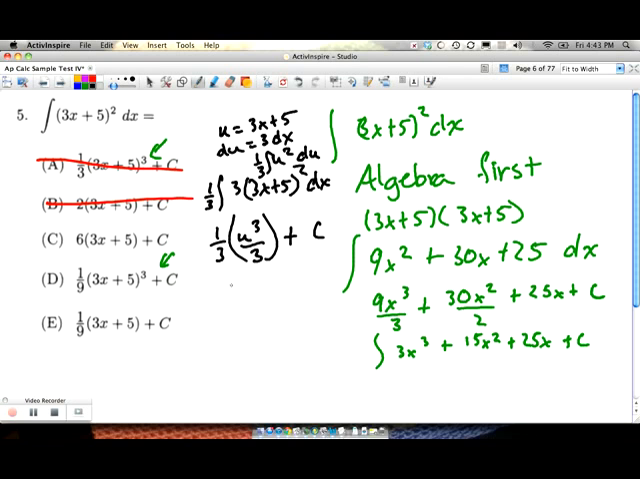Okay, that means that we're going to have 1/3 times u cubed, which is 3x plus 5 cubed over 3, so we get the 1/9. The answer is even, oops, wrong one, D. Tricked ya. It's D. Must have done something wrong here. Trying to see what we have. I'm not sure.